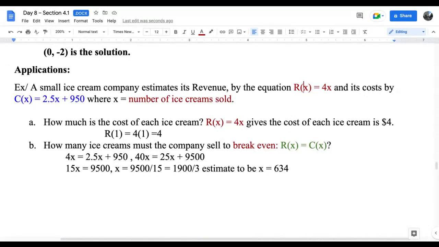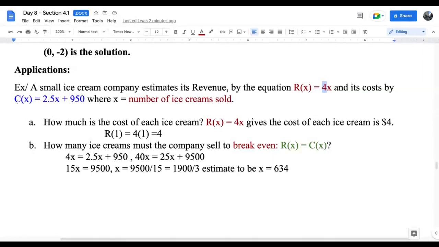So this is revenue. And x, what does x represent? X represents the number of ice creams sold. So the revenue is each ice cream is $4. That's why it's 4x. Each ice cream is $4.